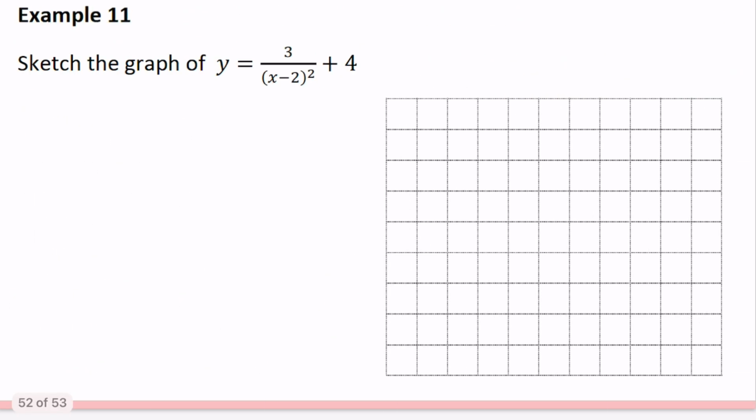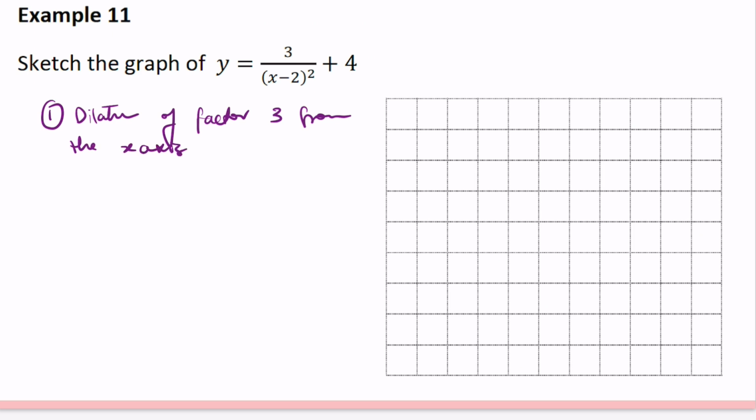Next example, sketch the graph of y equals this. So this is a truncus, and we can see that we've got a few different transformations. First of all, I can see I've got that 3 at the top. That is going to be a dilation of factor 3 from the x-axis. Those dilations, when you sketch it, don't really look that different, but what it will affect is the y-intercept.